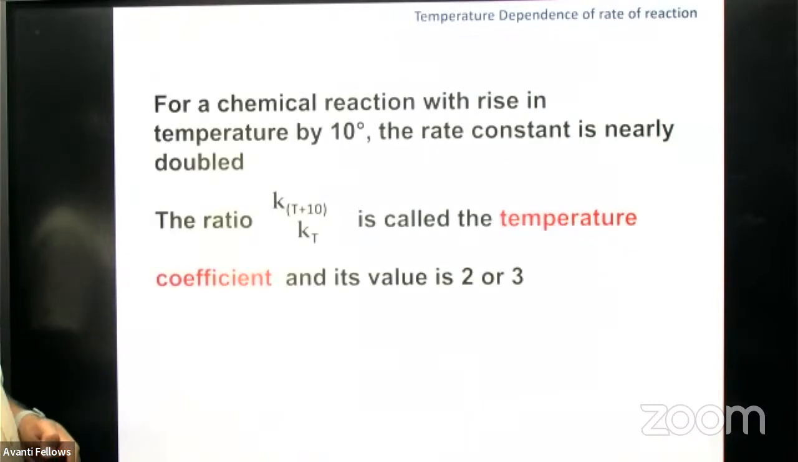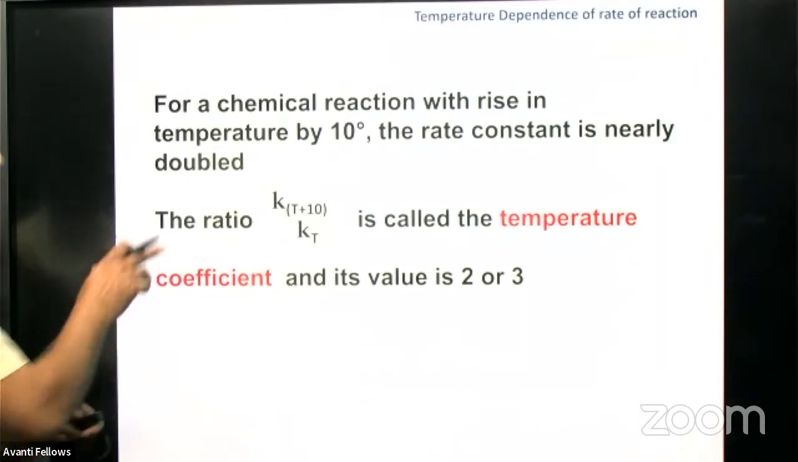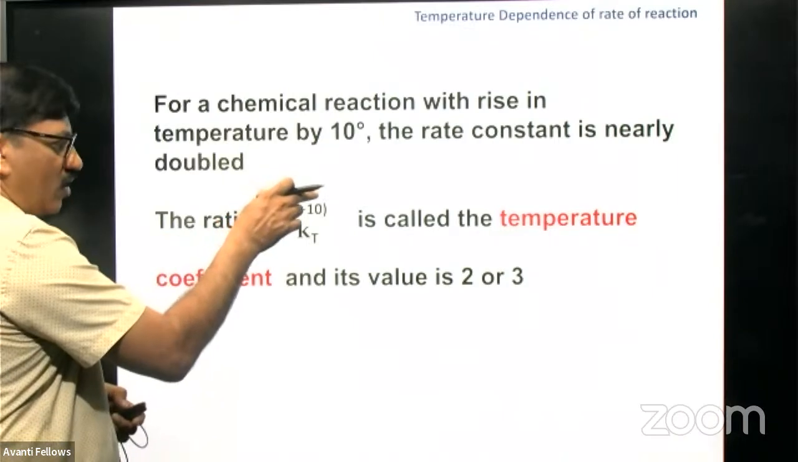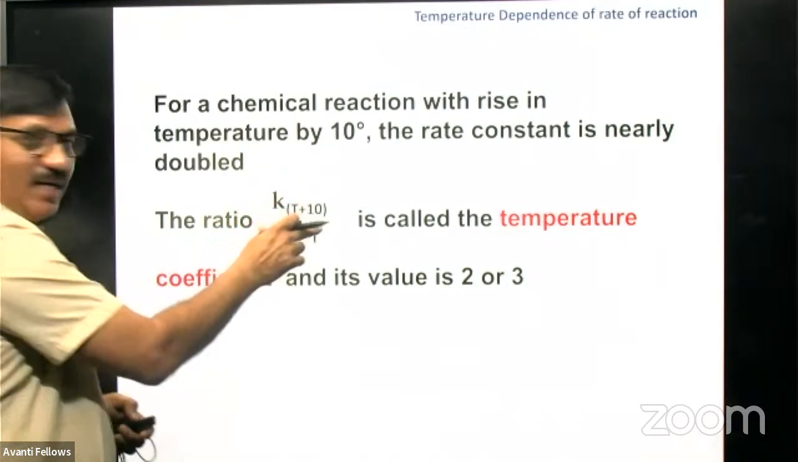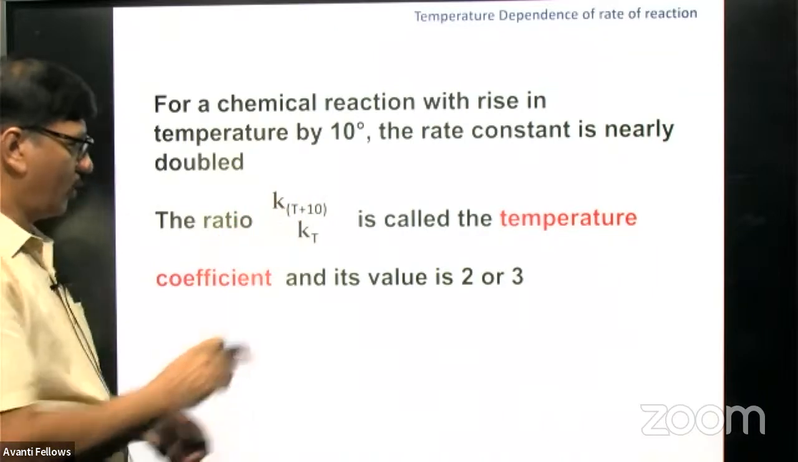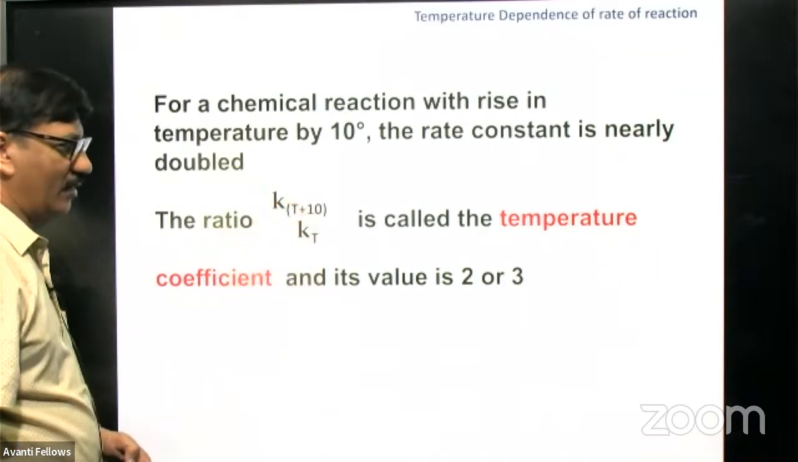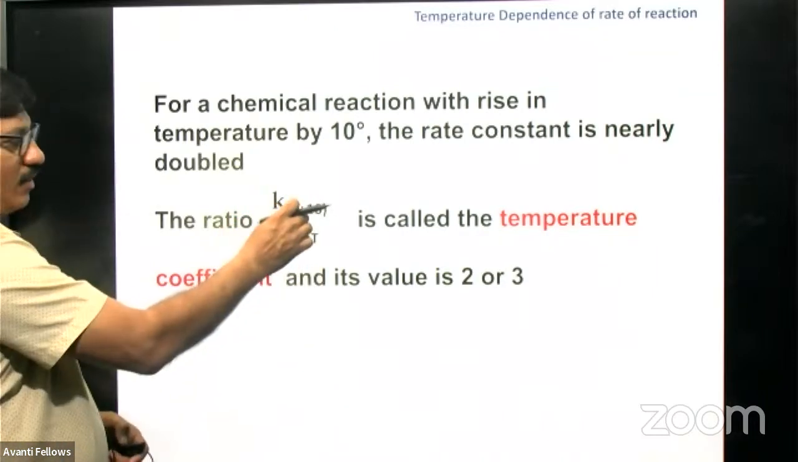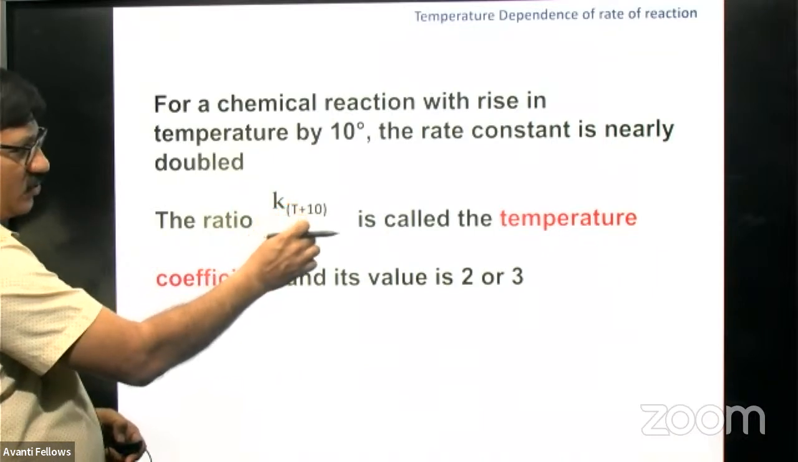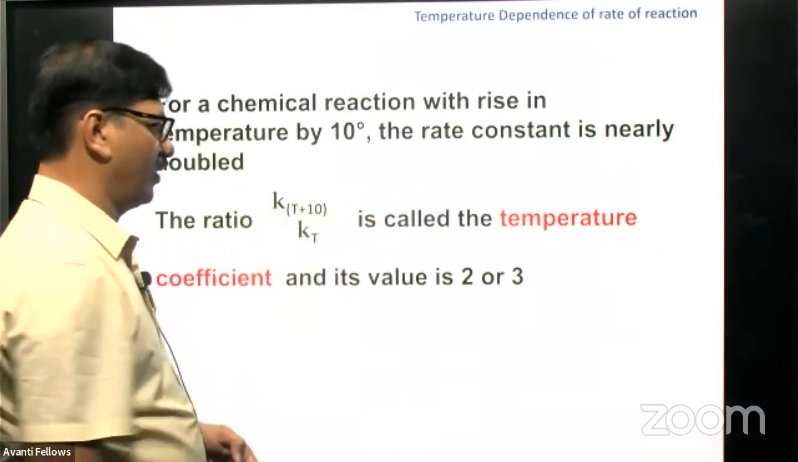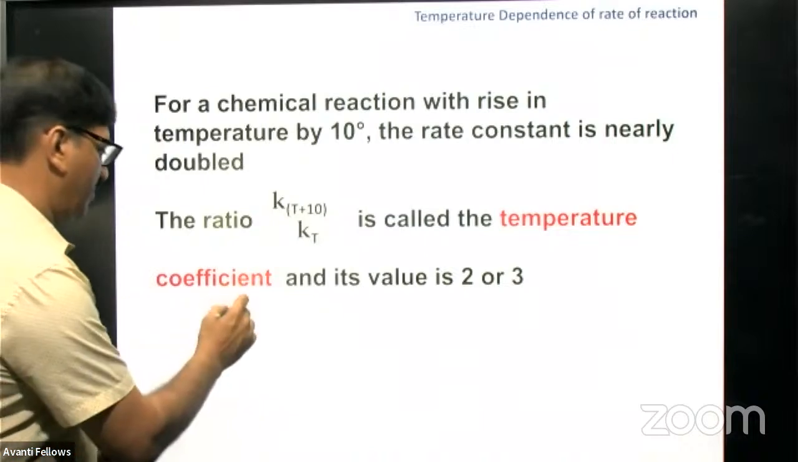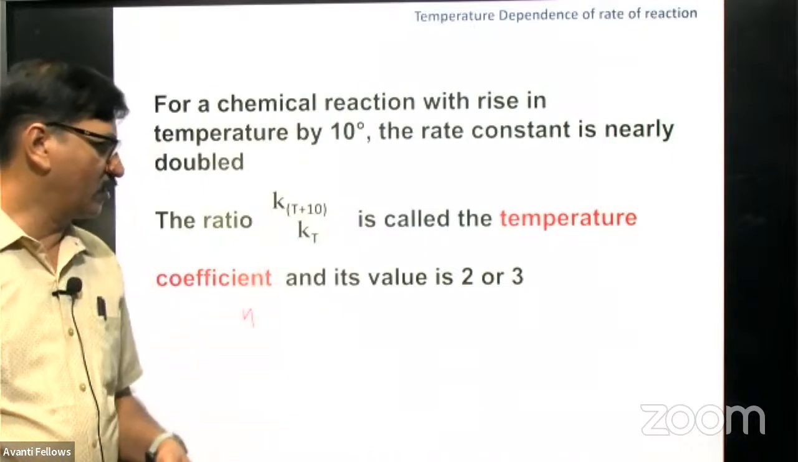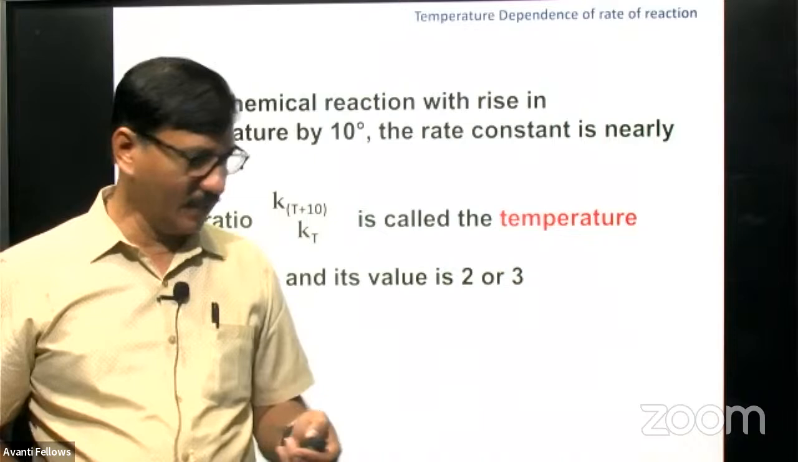For chemical reactions, with a rise in temperature by 10 degrees Celsius, the rate constant is nearly doubled. The ratio of the rate constant at T plus 10 degrees divided by the rate constant at T is called the temperature coefficient. This value, n, is from 2 to 3, right?